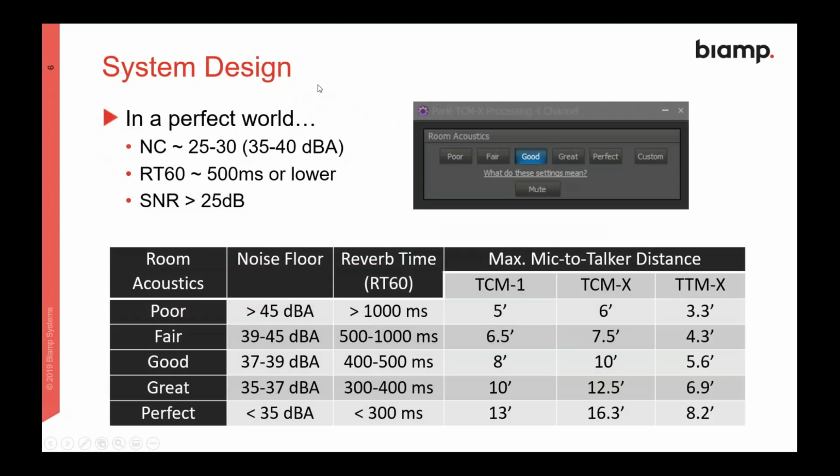What do those mean? So in a perfect world, a conference room would have a noise floor of about 35 to 40 dB weighted, which gives us an NC or noise criteria rating of between 25 and 30. Sometimes that's a little challenging to get. We consider that a perfect room. Also with an RT60, which is your reflections in the room, you'll hear RT60 referred to often as the reverb time of the room or reverb in the room.